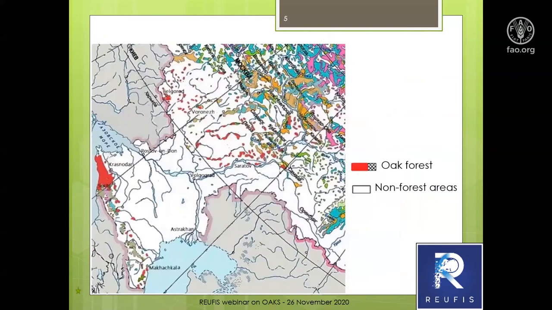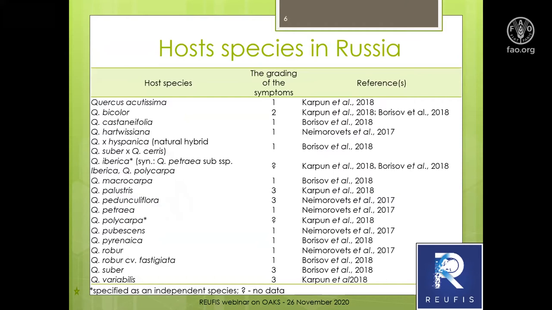Oak forests have the greatest distribution in the European part of Russia, where the most common species is Quercus robur, and in the North Caucasus, the main species is Quercus petraea. You can see on the slide the location of the oak forest in the southern part of Russia marked in red. In non-forest areas, oak trees are present in parks and street plantings. A study by our colleagues has been carried out in stands, botanical gardens, and arboretums.